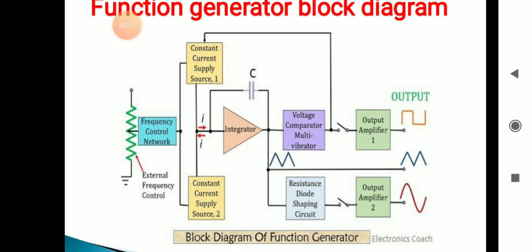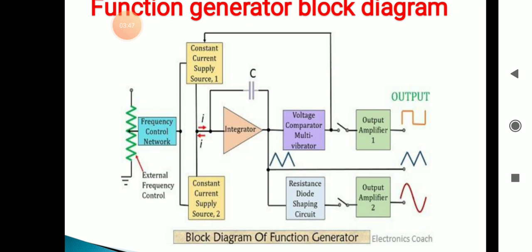Third point, the frequency control network can be internal or external. At the input side you have the frequency control network. If external control is selected, an external DC voltage should be applied, that is, the upper and lower constant current source, in short CCS. The upper and lower constant current sources supply constant DC currents, I1 and I2, opposite in direction.